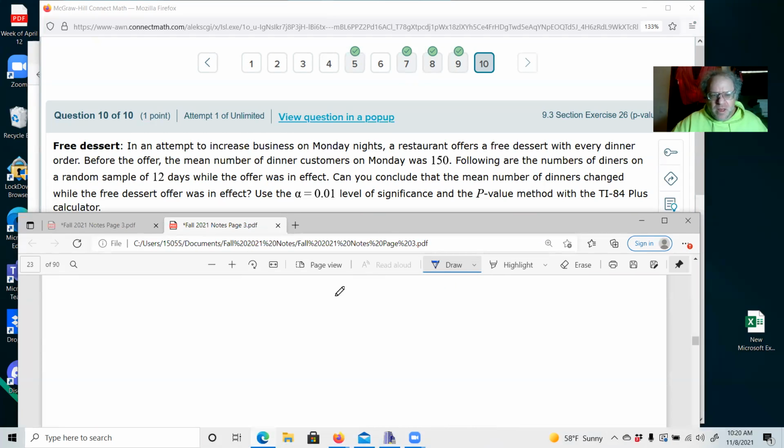Okay, alpha 0.01. So what is this restaurant hoping to show? It's hoping to show, well, the special offer had no effect.